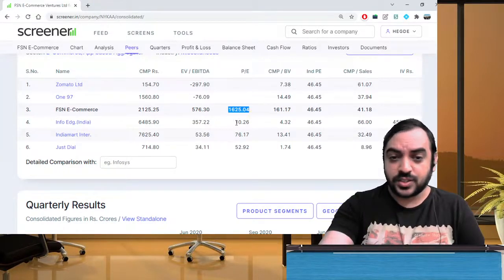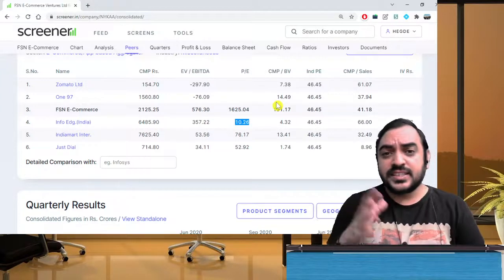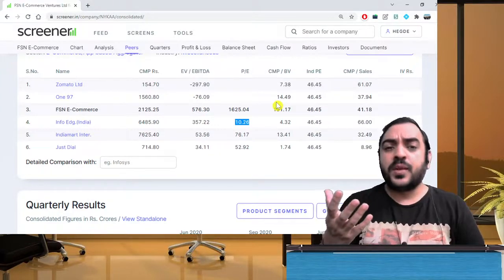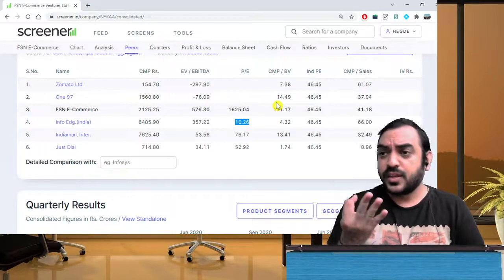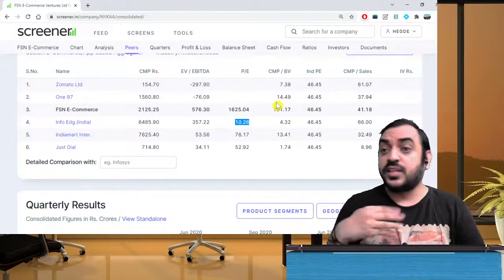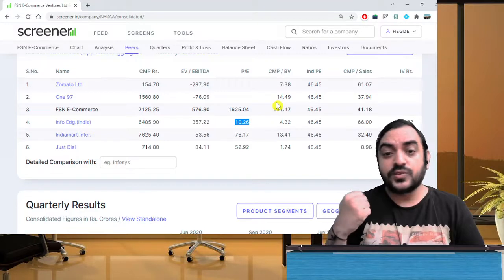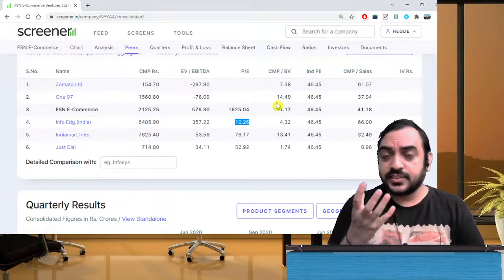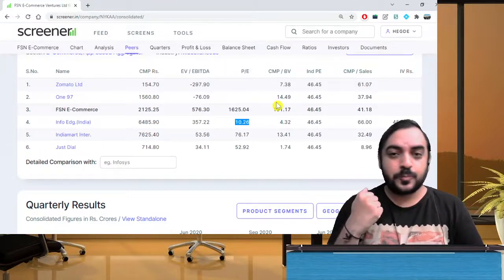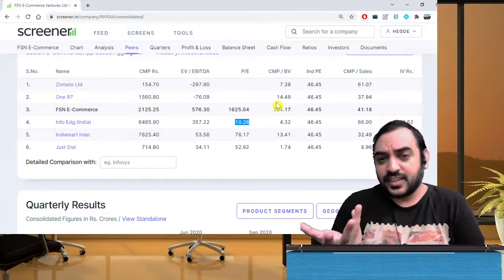But Info Edge, Naukri, this is an amazing company in my opinion. They have Naukri, they have Policy Bazaar, they have Matrimonial, Shaadi.com, one of them. They have a stake in Zomato also, they have a stake in Paytm also. This Info Edge is the platform business. Their P ratio is only 10. I think it's a good time to invest.